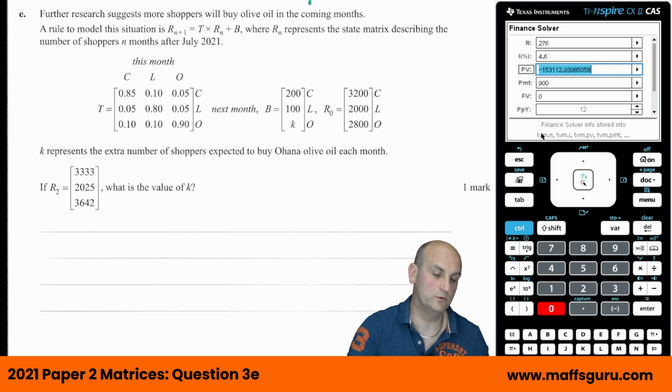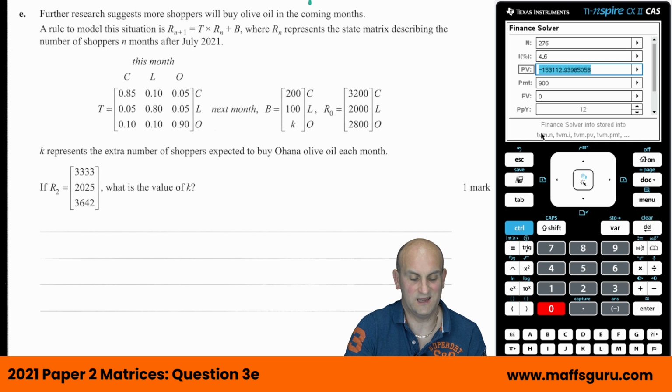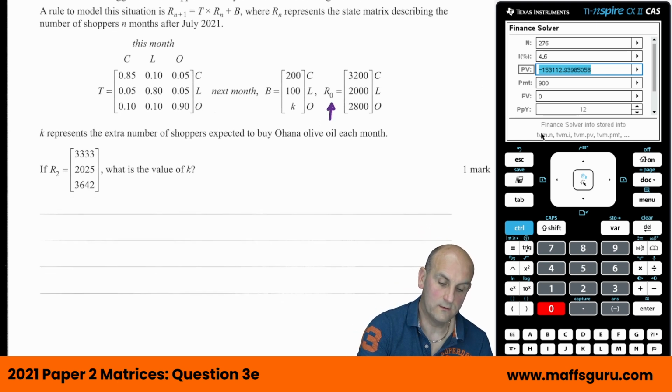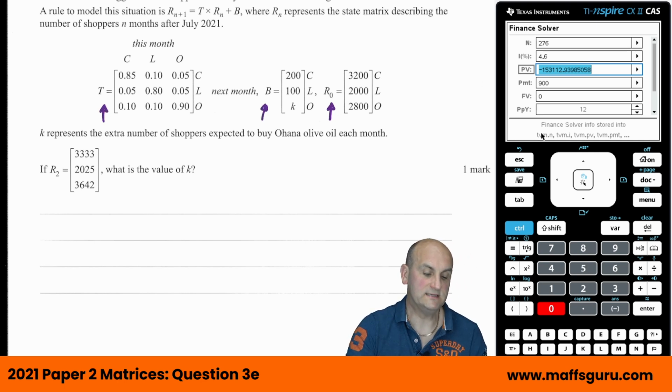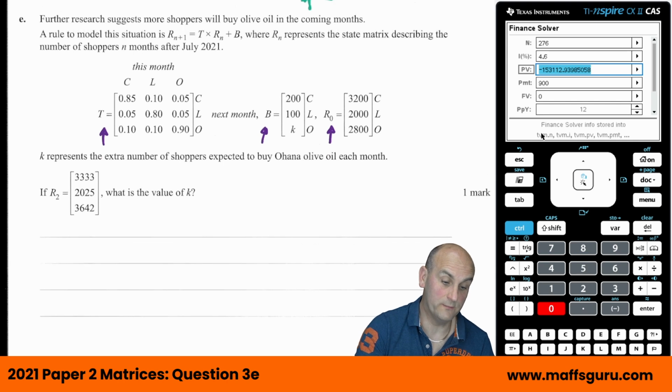Further research suggests more shoppers will buy olive oil in the coming months. Again, this question was funky, right? Basically, they gave you R0, they gave you B, and they gave you T. And they basically said, if R2 is that, find the value of K. This is the way I did it. I quite literally used my recurrence relationship. So it told me to get to R1. I worked out R1 by taking my transition matrix and multiplying it by R0.